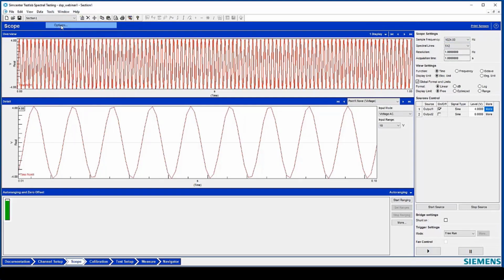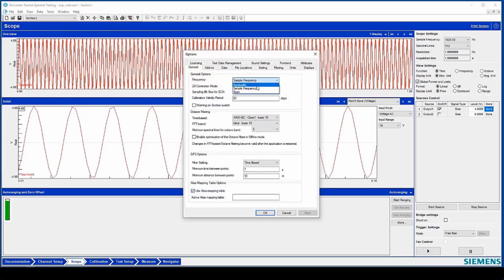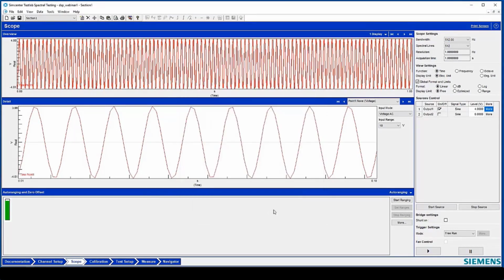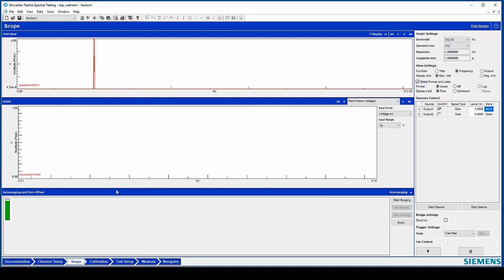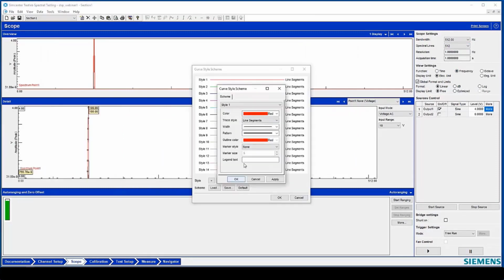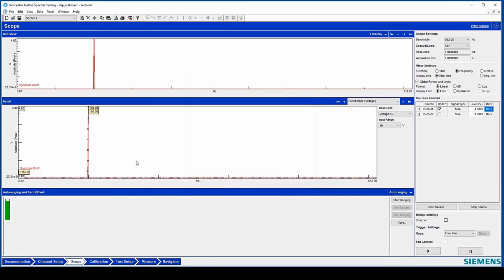I'm going to go back to Tools, Options, and switch this back to bandwidth or max frequency. So instead of 1024, what this is saying is I can see 512 as my max frequency. I'm using 512 data points to digitize it. If I look at my frequency spectrum here, I can set marker style to cross so that we can actually see those data points again.